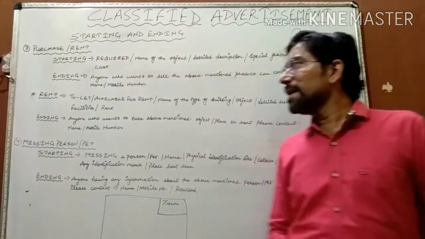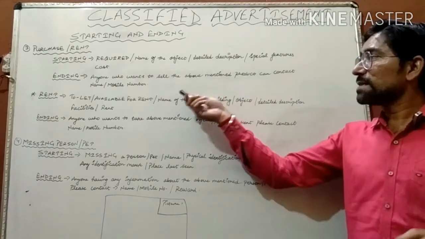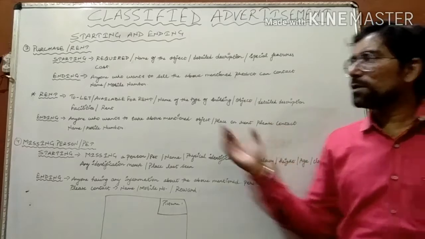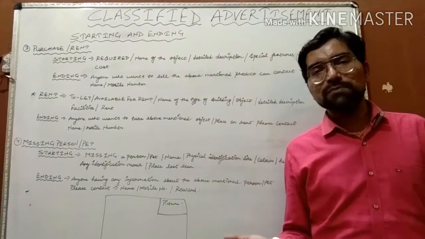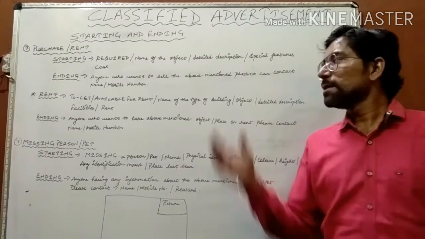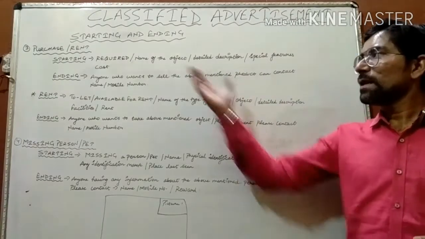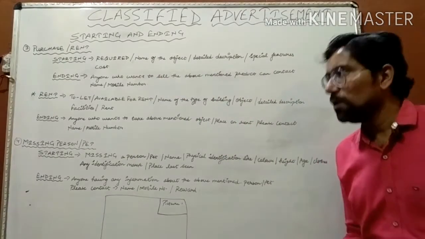Now what is going to be the ending? The ending is: anyone who wants to sell the above mentioned product can contact name and mobile number. As simple as that. So this is going to be the classified advertisement for purchase.